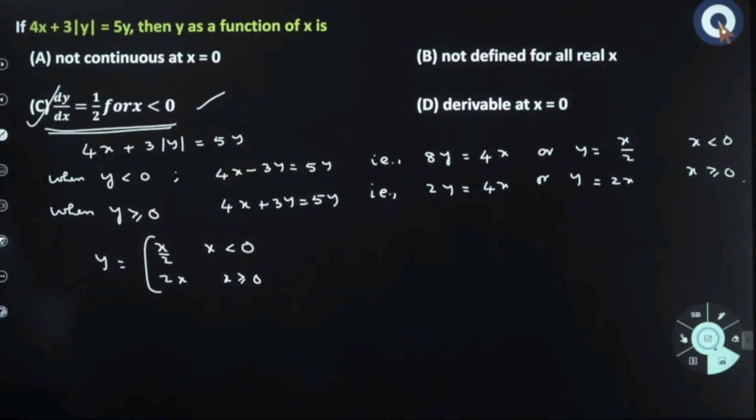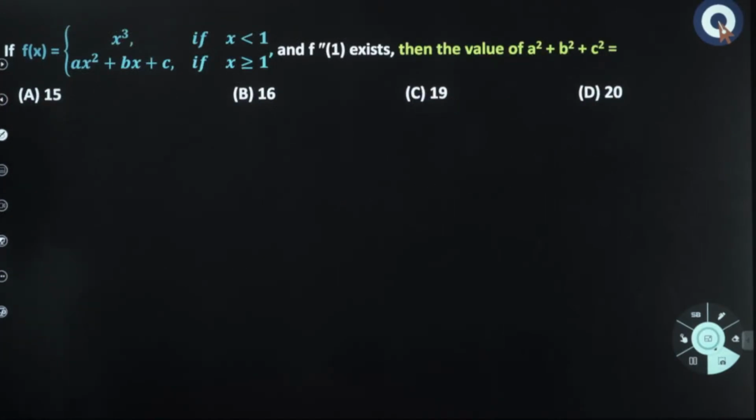Okay. Then let us see the next one. f(x) is equal to x cube if x is less than 1, and ax square plus bx plus c if x is greater than or equal to 1, and f double dash 1 exists, then the value of a square plus b square plus c square is equal to.